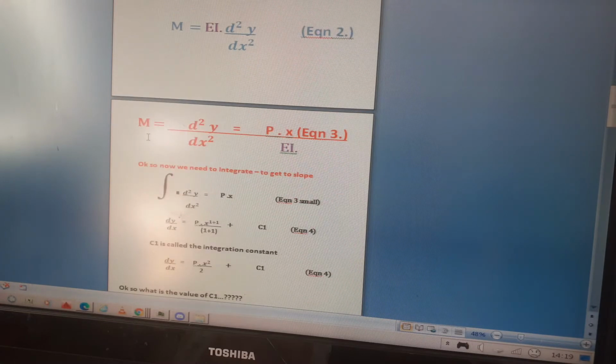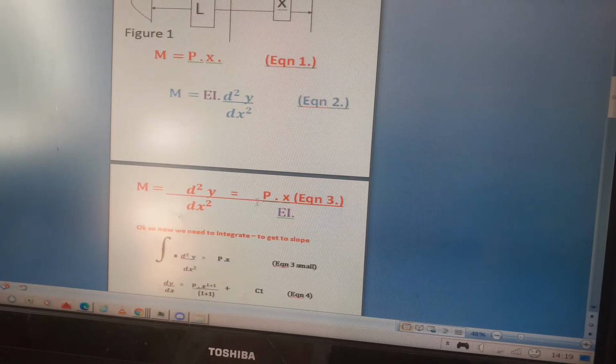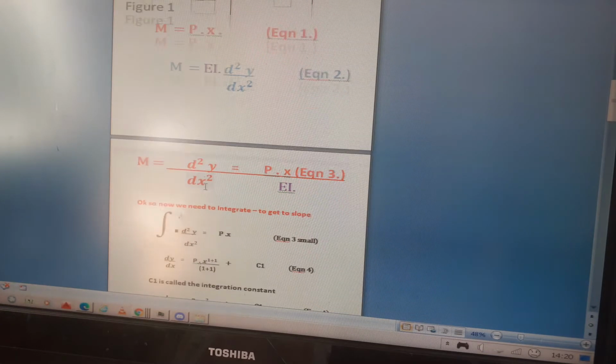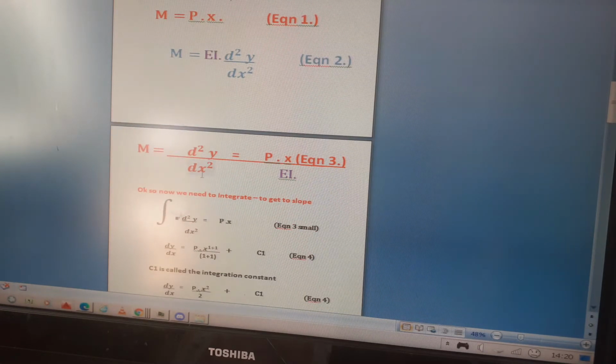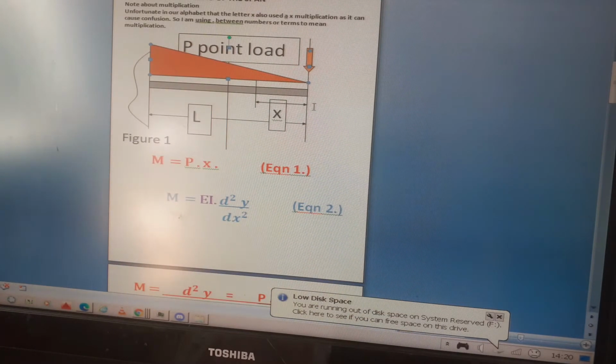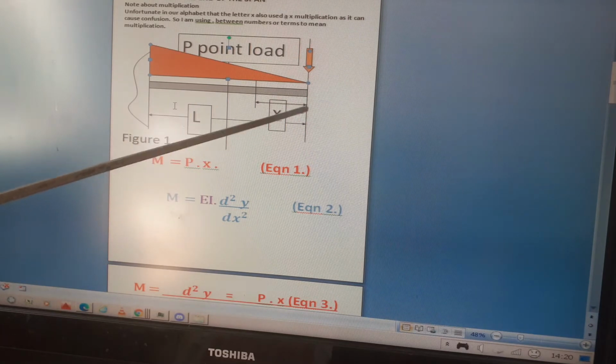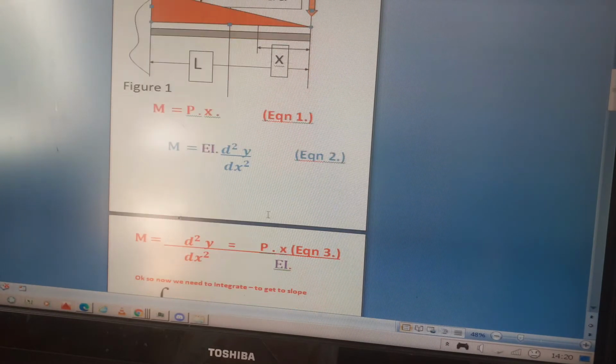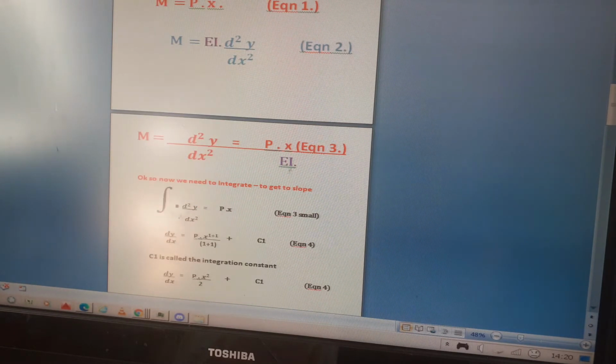So then you've got equation 3. To make equation 3, just put equation 2 equal to equation 1. Moment equals EI d2y over dx2 equals Px, so d2y over dx2 equals Px over EI. That's equation 3. So the second differentiation is Px, basically, moving from the right to the left.